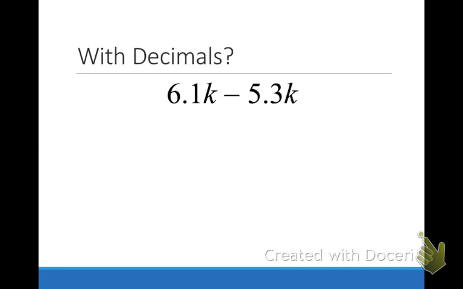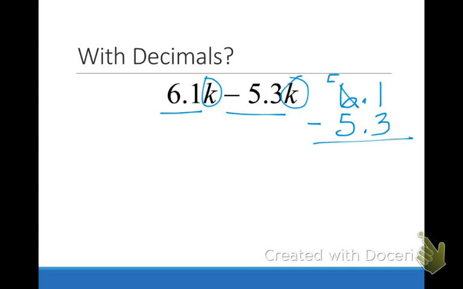So let's step it up a notch here real quick and take a look at decimals. What happens if we have decimals in these expressions? Well, do not panic because it is exactly the same idea. In this expression, I see that both values have the variable of k in them. So I'm going to treat it just like they're like terms because they are. I see that it is subtraction, so I'm going to do 6.1 minus 5.3. And I'm left with 0.8k.